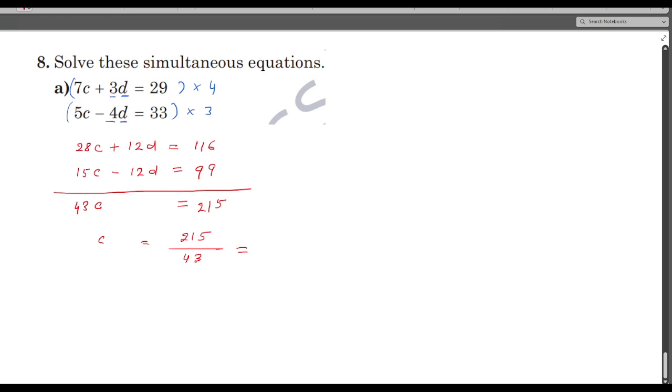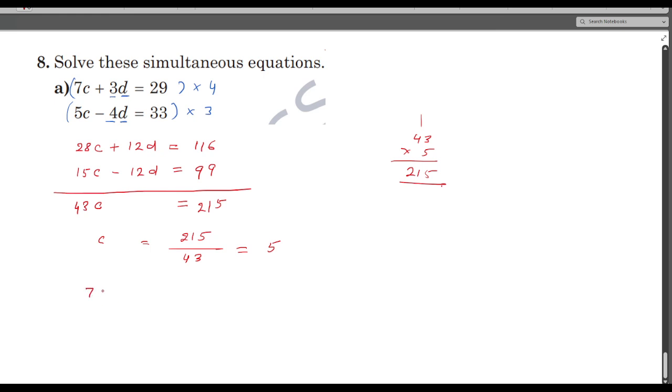Now if you divide this 215 by 43, you will get 5 as your result. Okay, you can check 43 times 5. 5 times 3 is 15. 1 carry, 5 times 4 is 20 plus 1 is 21, it is 215. Okay, so c is 5.